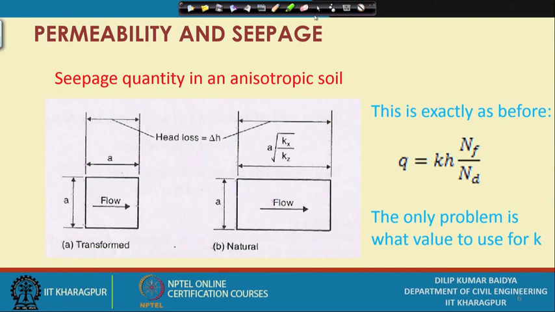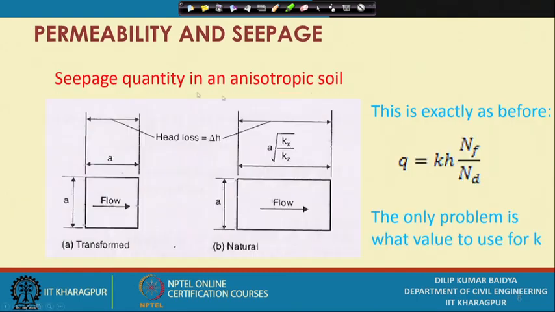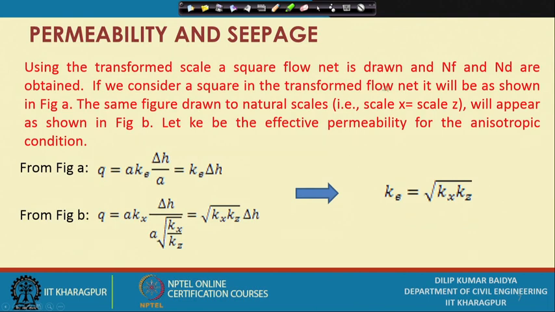Now, we can see that in the next slide, using the transform scale, a square flow net is drawn. That is the A part; the figure will have both A and B, and A side is the transformed one. You can see this one is the transformed one and this is the original one. And then the flow lines NF and ND are obtained.